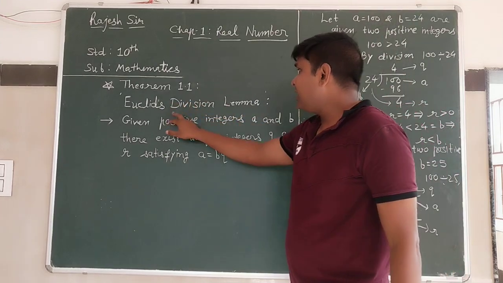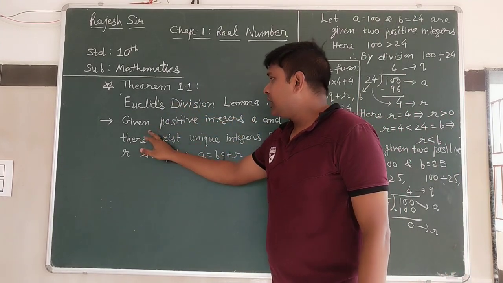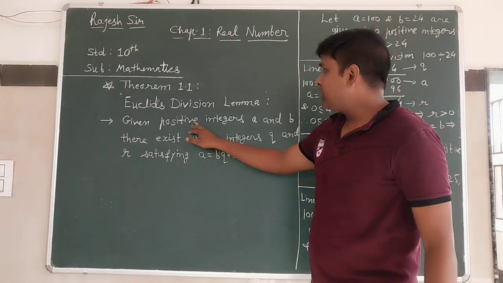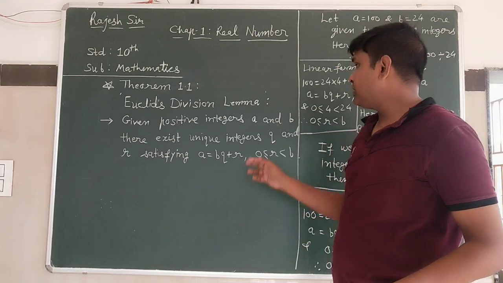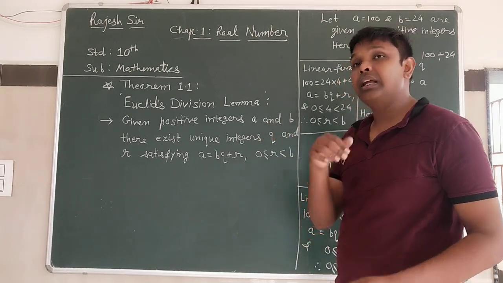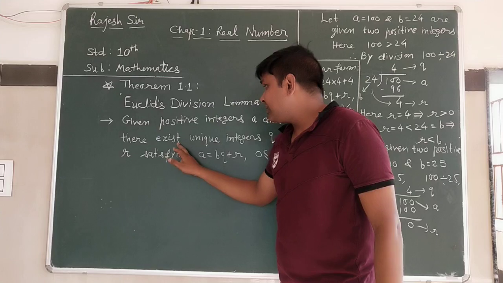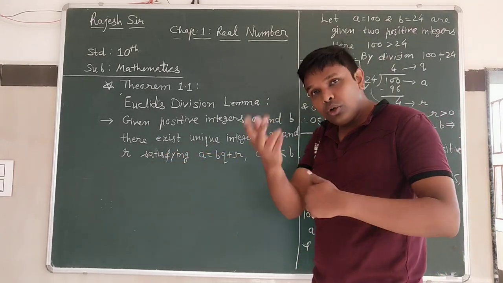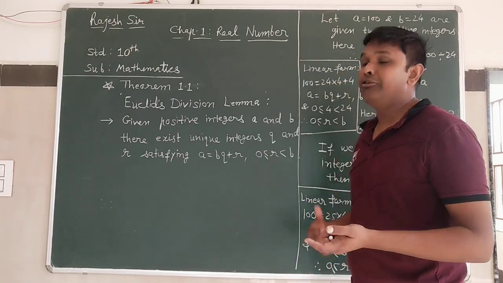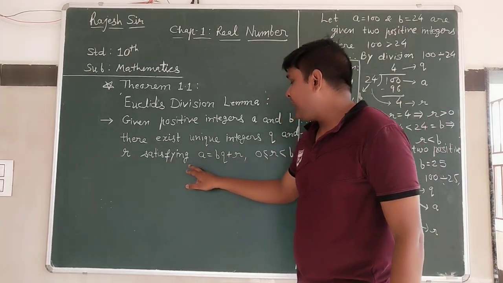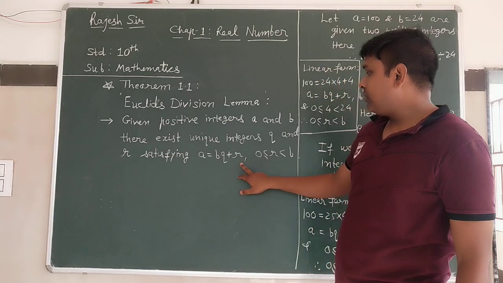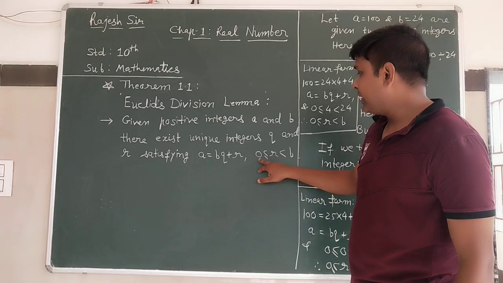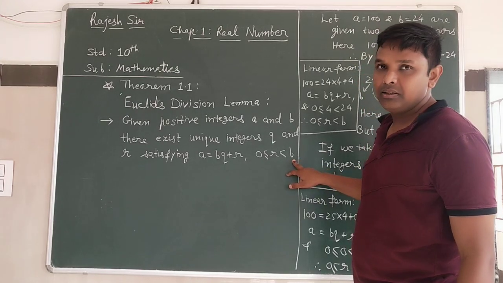So Euclid's division lemma, its statement is: given positive integers a and b, that may be any positive integers a and b, there exist unique integers q and r. Two more integers you will find which satisfy a equals bq plus r, where r has the condition 0 less than or equal to r, but less than b.